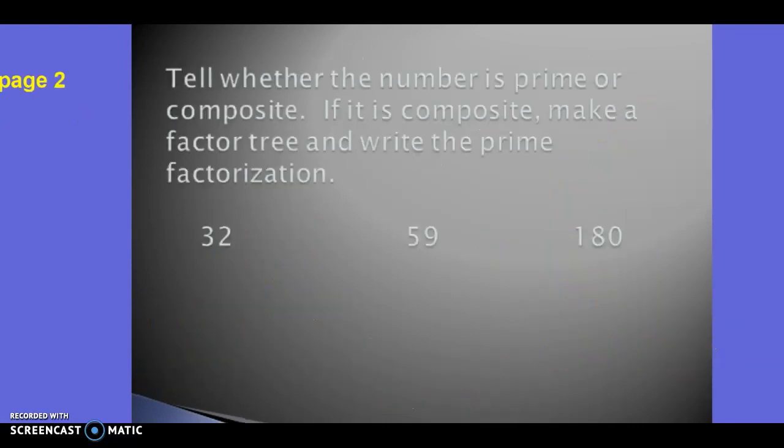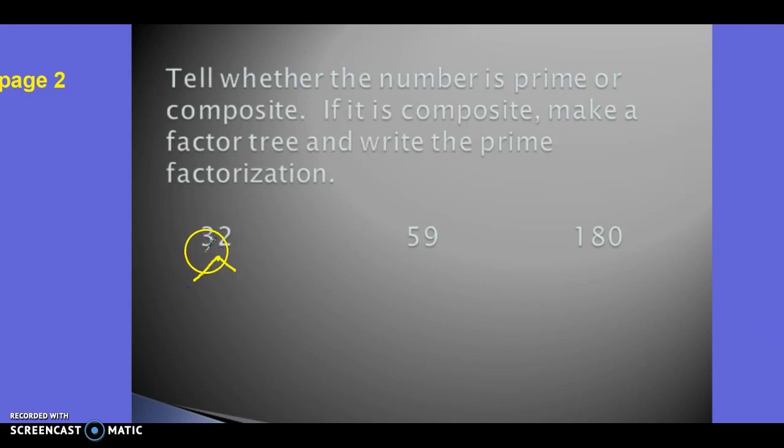Now I'd like you to try some of these to see what you can do. If you're completely stuck, then just watch me work another example. Remember that if only the number 1 and itself go into a number, then it's a prime number and you can stop and you don't have to do the factor tree. Alright, hit pause and hit play when you are ready, or if you are still confused.